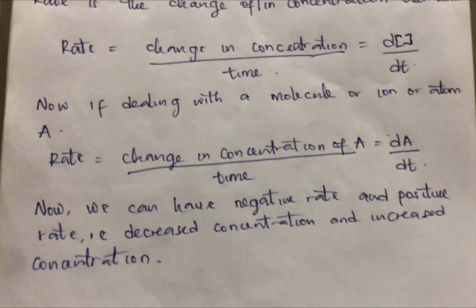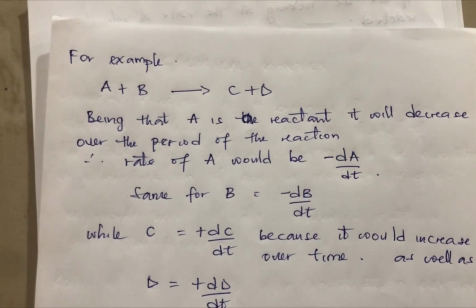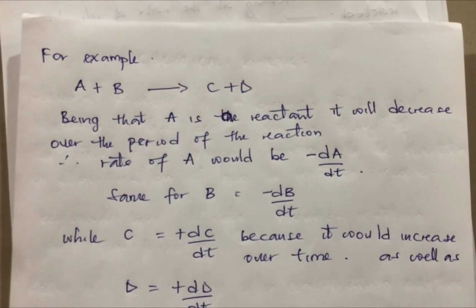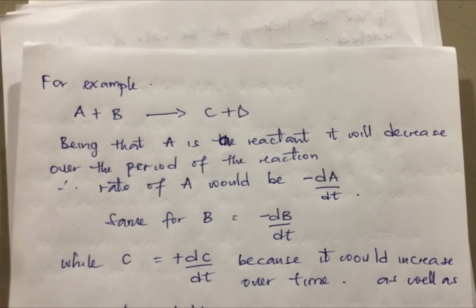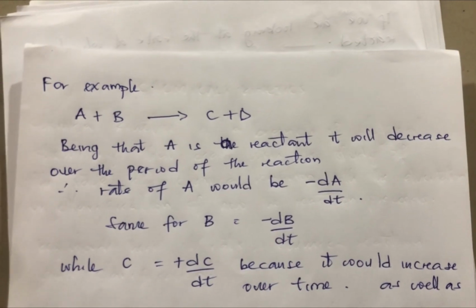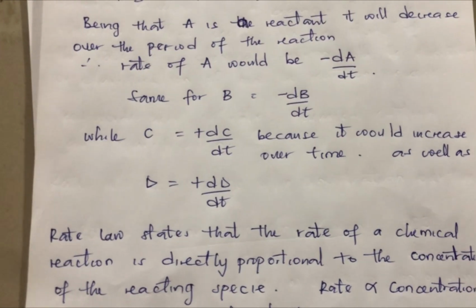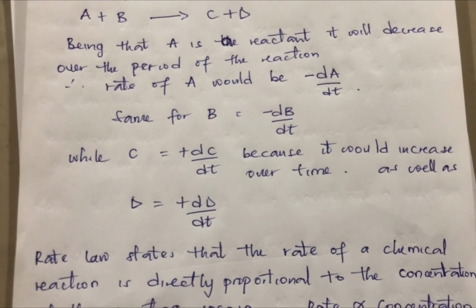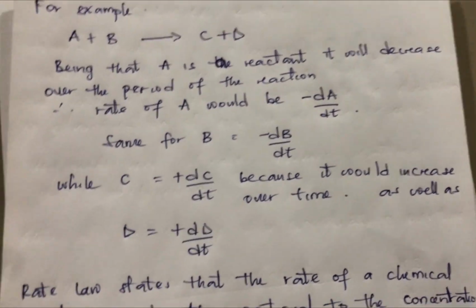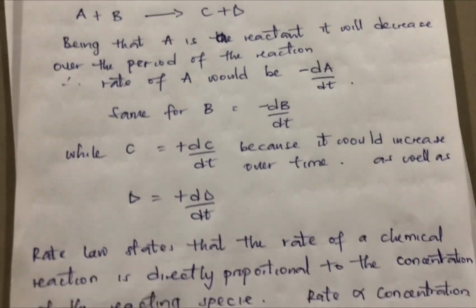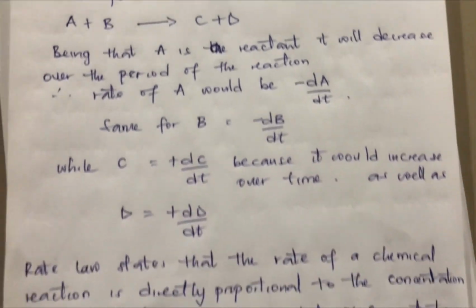Now, for example, for a reaction where you have A plus B to give C plus D. Being that A is a reactant, like I just said, it will decrease over a period of time. So the rate of A would be minus dA over dt. Why is it minus? Because A is decreasing over time.